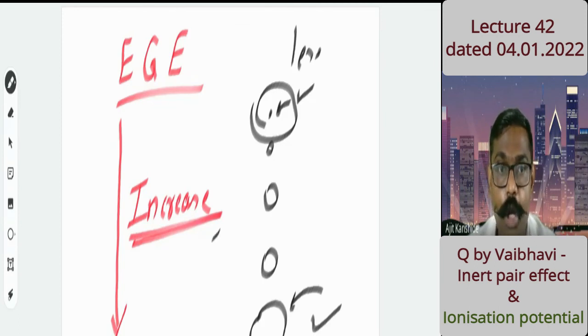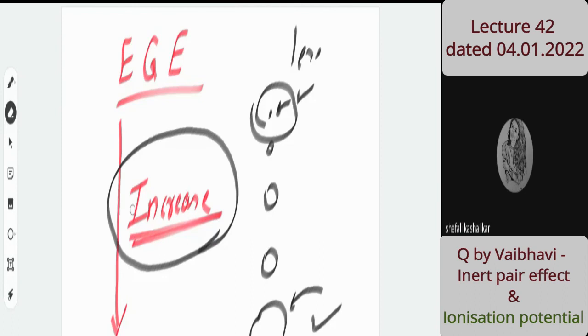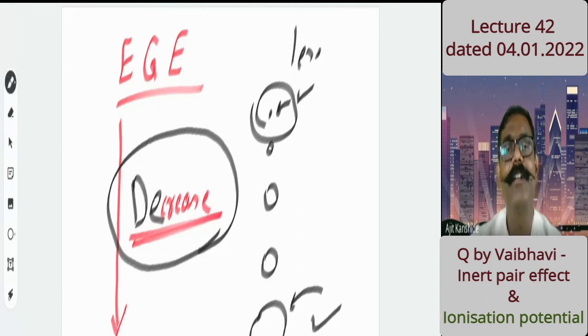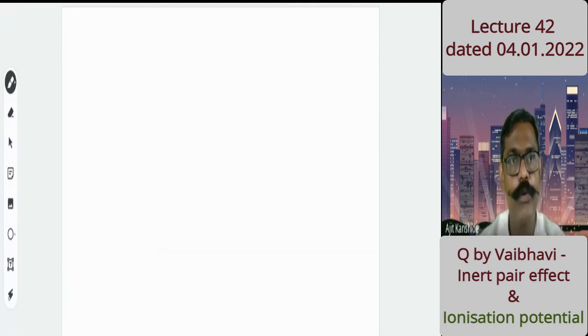So what should be the logic here? Electron gain enthalpy will increase or decrease? Decrease, sir. Yes. So I have to change that. The answer is it will decrease as I go from top to bottom. Now you understood the logic.